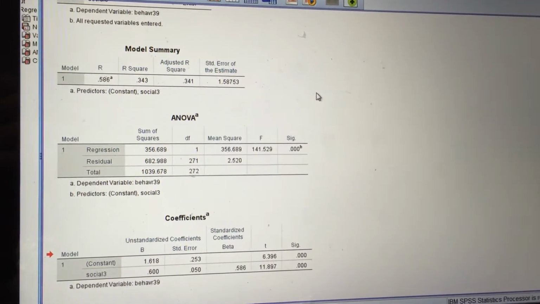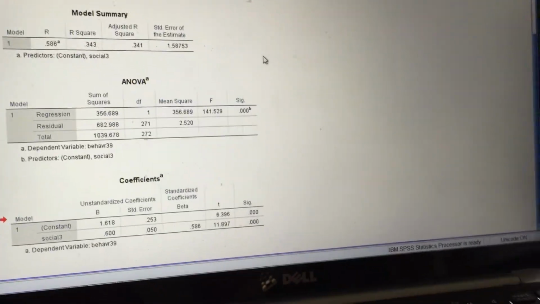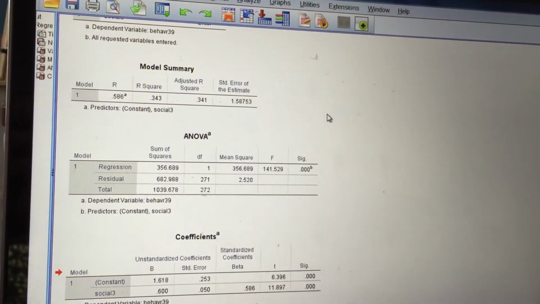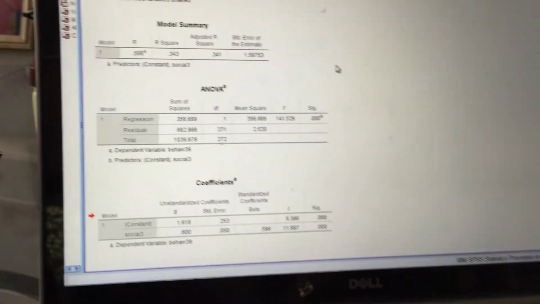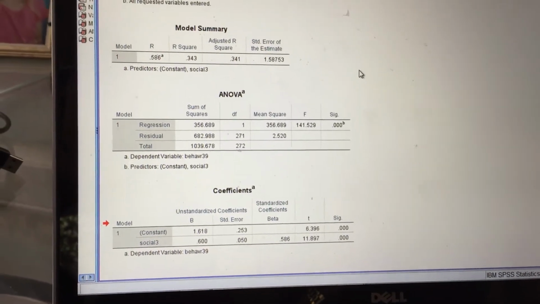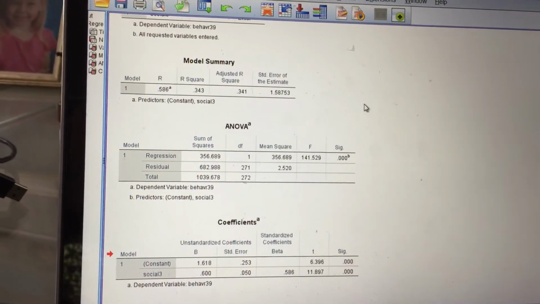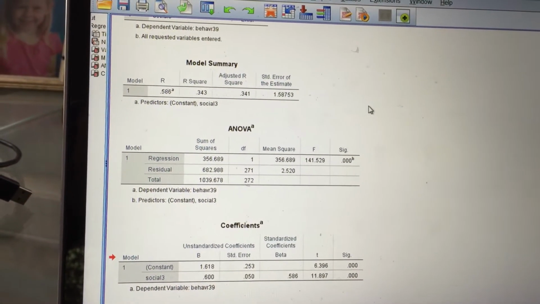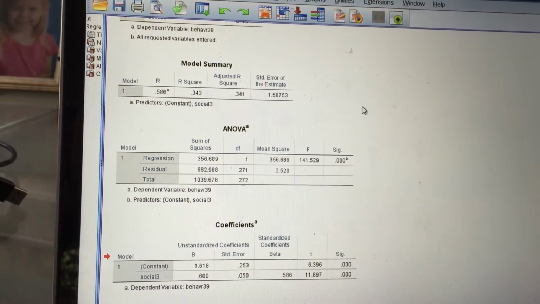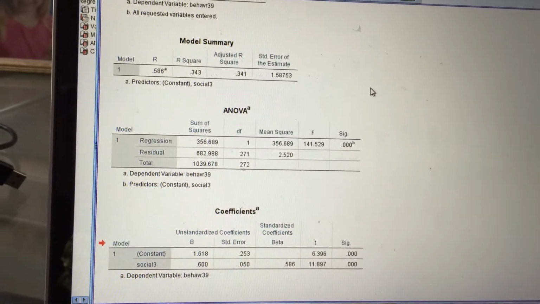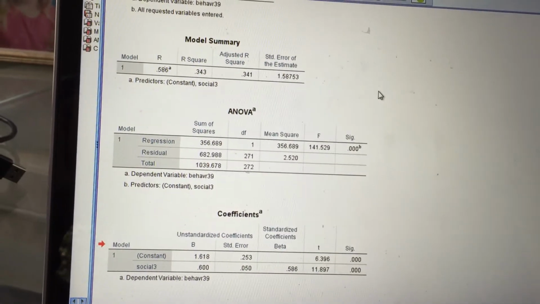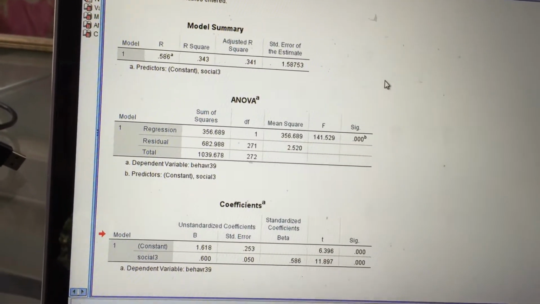Social 3 says downloading music from illegal sites is a common practice among my friends. So we know that if somebody has friends who illegally download music, that individual is probably likely to plan to continue to illegally download music in the future. So let's look at the individual assignment.